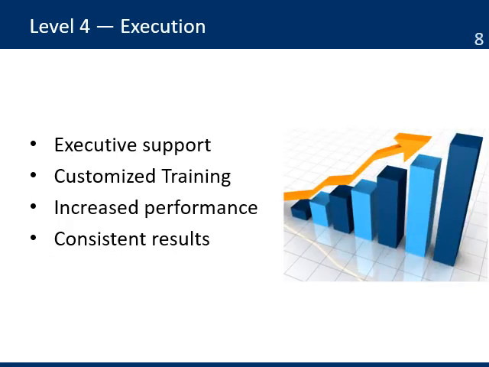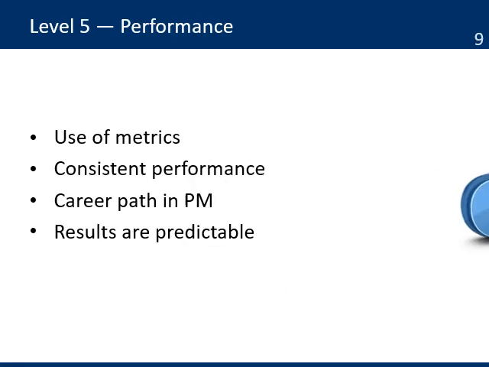In level 4, execution, an organization understands the value of using a project management methodology to improve performance. The common characteristics are: there is executive commitment and support in the use of a standard project management methodology. There are defined training programs in project management. There is increased process performance across the organization, and results are consistent across all projects.